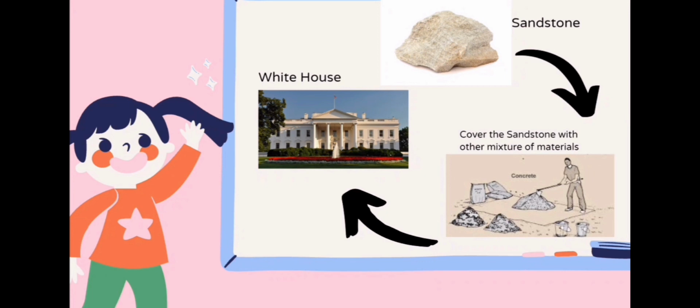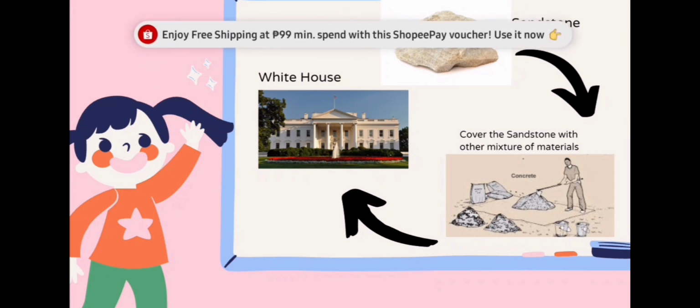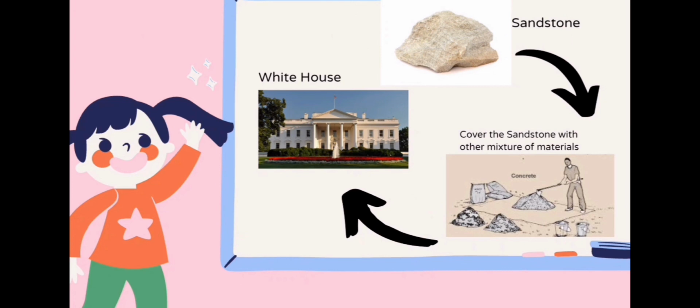However, the sandstone that was used to construct the White House is very porous, which means that rainwater can easily penetrate the sandstone. This made the White House susceptible to water damage in its early days of construction. To stop the water damage, the workers had to cover the sandstone in a mixture of salt, rice, and glue, giving the White House its distinct color.